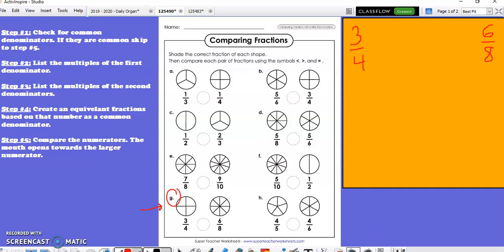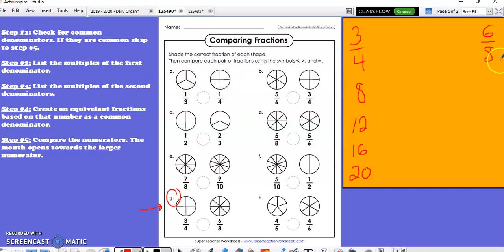We learned in our estimation unit that multiples are many, and you can skip count by that number through infinity. In this case, I'm going to skip count by 4 to see the first few multiples of 4. So if I remember my skip counting songs, it's 4, 8, 12, 16, 20. I'm going to stop there. You don't even need to list the first 10 multiples. Just list the first few multiples, and that's step 2. Step 3 is the same exact thing except with the other denominator, 8.